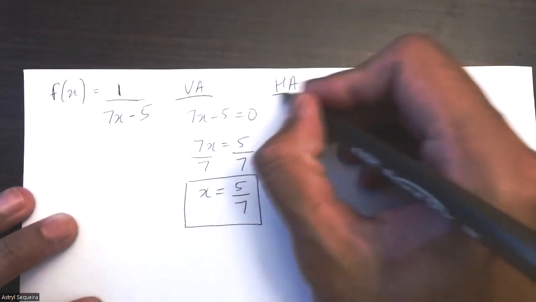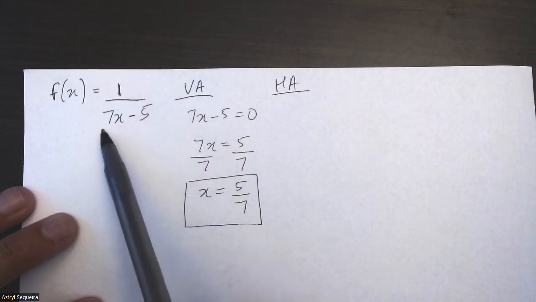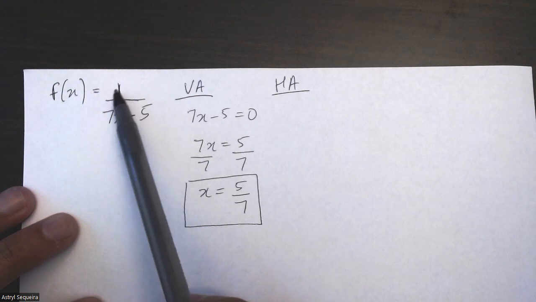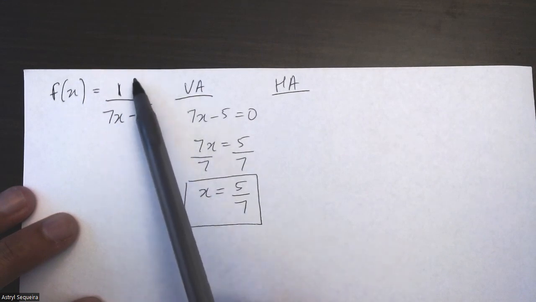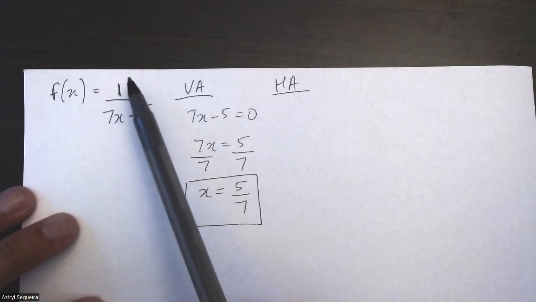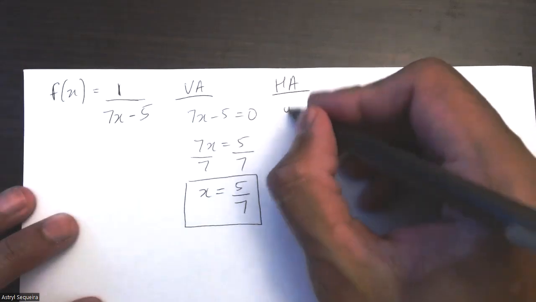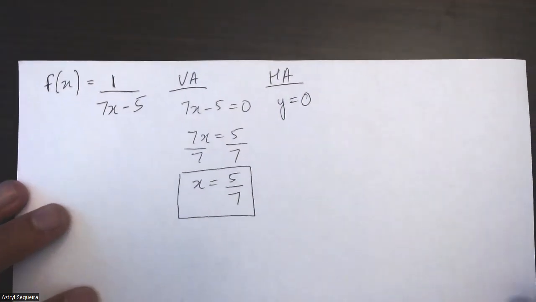For the horizontal asymptote, if the degree of the function on the top is less than the degree on the bottom, which is the case over here, the top is just a constant, the bottom is a linear function. Degree on the top is 0, degree on the bottom is 1. If the degree on the top is less than the bottom, it's always going to be y equals 0 as our horizontal asymptote.